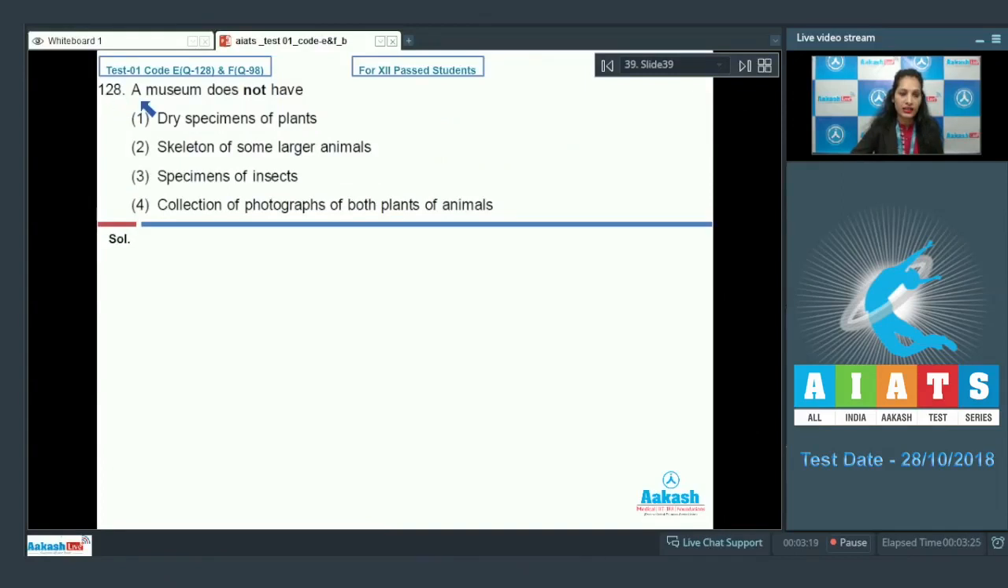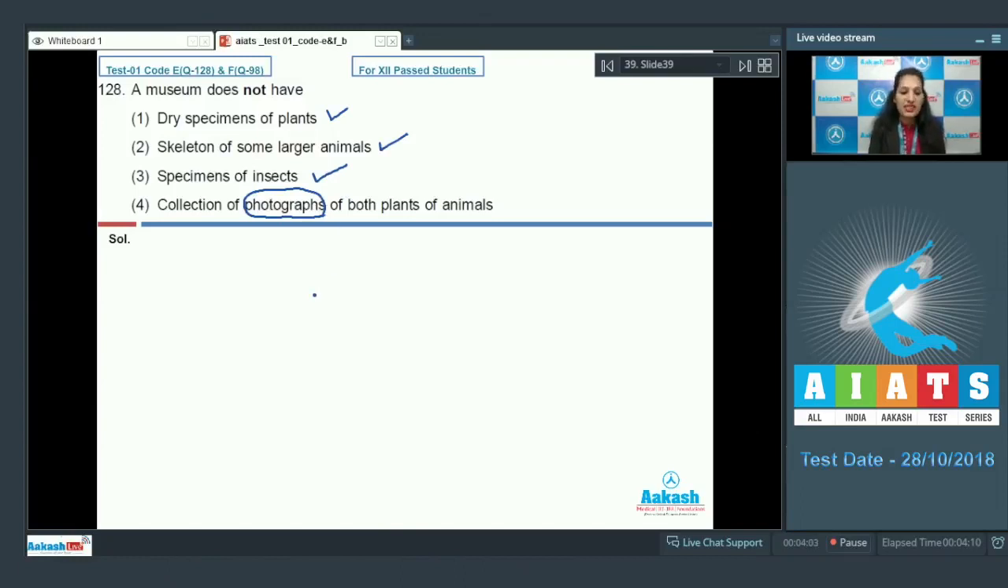Question number 128. A museum does not involve. A museum is a taxonomical aid which can preserve both plant and animal specimens. So does a museum not have dry specimens of plants? No, it can have dry specimens of plants. Skeleton of some larger animals? It can have skeletons of some larger animals too. Specimens of insects? It can have specimens of insects too. Collection of photographs of both plants and animals? It does not have photographs of both plants and animals.